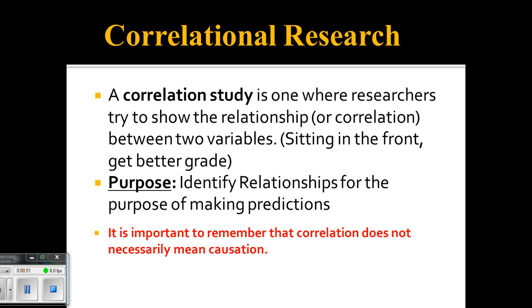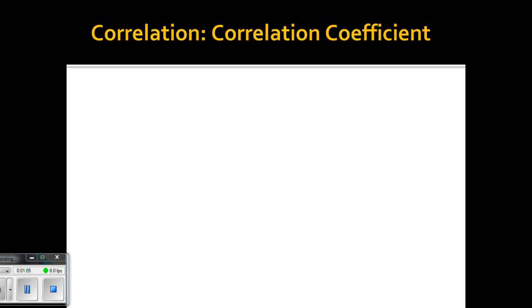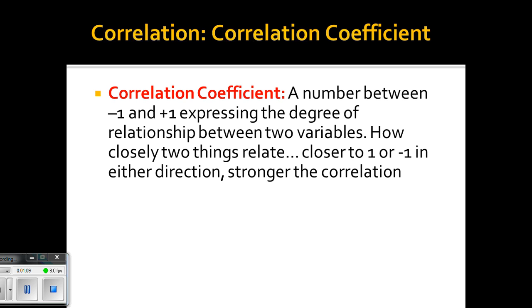Some things to consider. It is important to remember that correlation does not necessarily mean cause. So positive, you're linking the two items together, but negative, it doesn't prove anything. Correlations have a correlation coefficient. A correlation coefficient is a number between -1 and +1, expressing the degree of the relationship between the two variables.